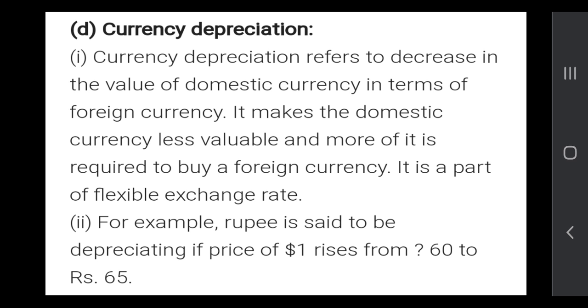So it makes the domestic currency less valuable and more of it is required to buy foreign currency. It means if our domestic currency depreciates, we have to pay more rupees to import goods. Okay, it is a part of flexible exchange rate.